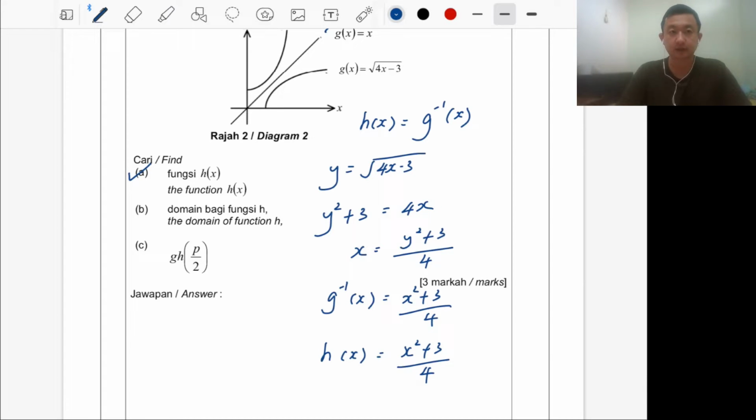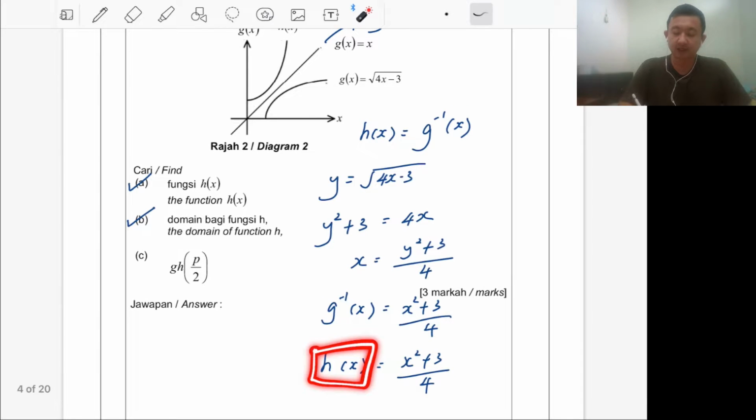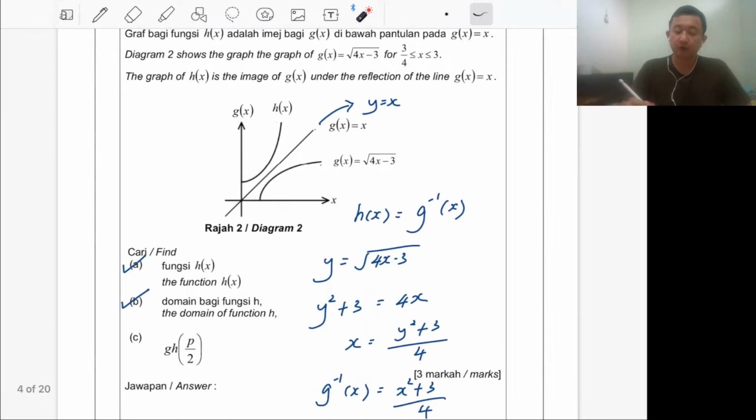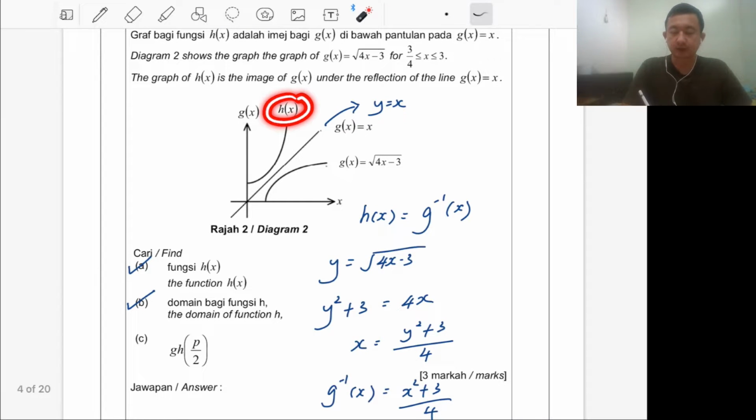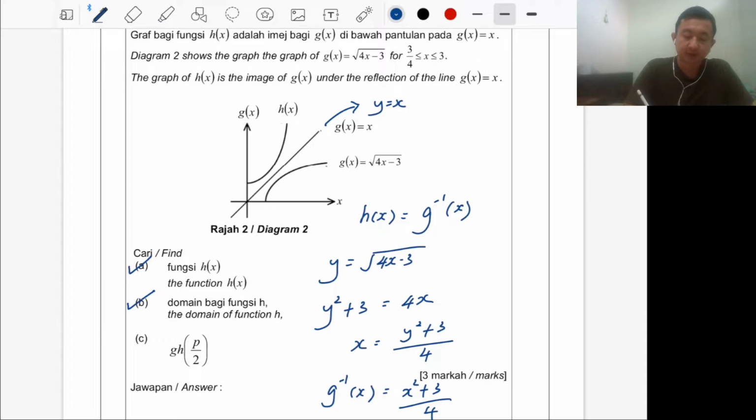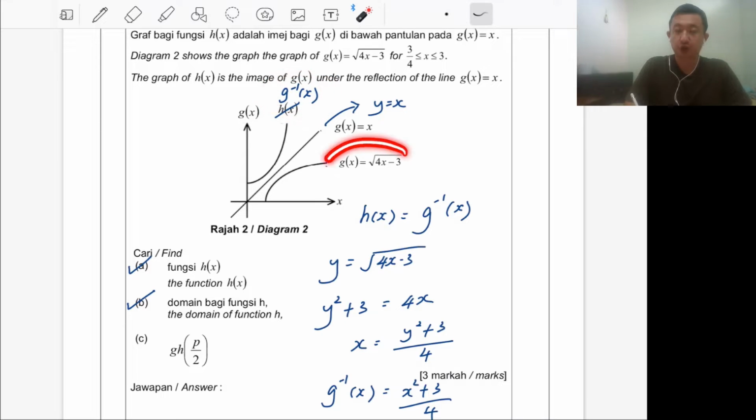So this is for A. Okay, now we look at B, the domain of function h. Again, function h is actually the g inverse. So if you want to find the domain of g inverse, you just have to find the range of g(x). They are the same. Okay, one more time. Let's label this as g inverse(x). If you want to find the domain of g inverse, you just have to find the range, the output of g(x). So what is the output of g(x)? Let's figure out, okay?